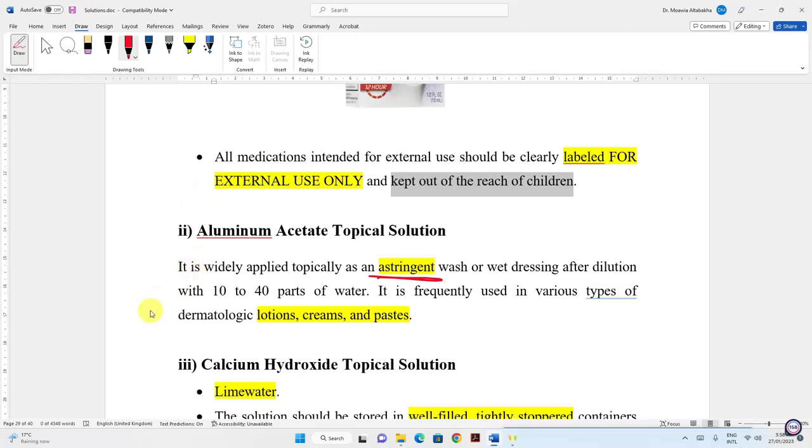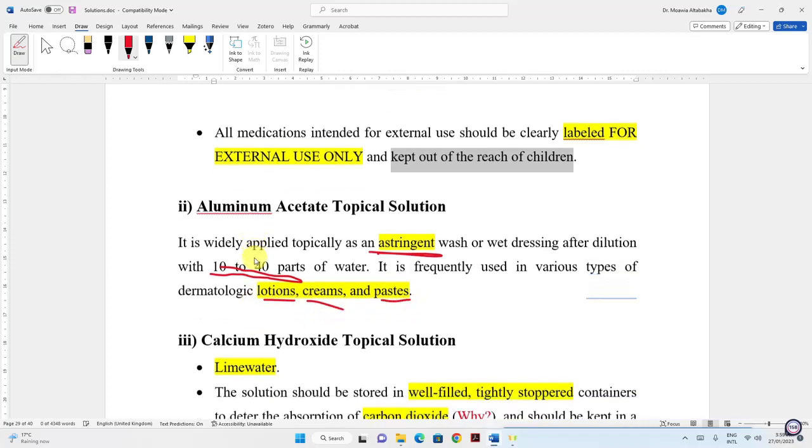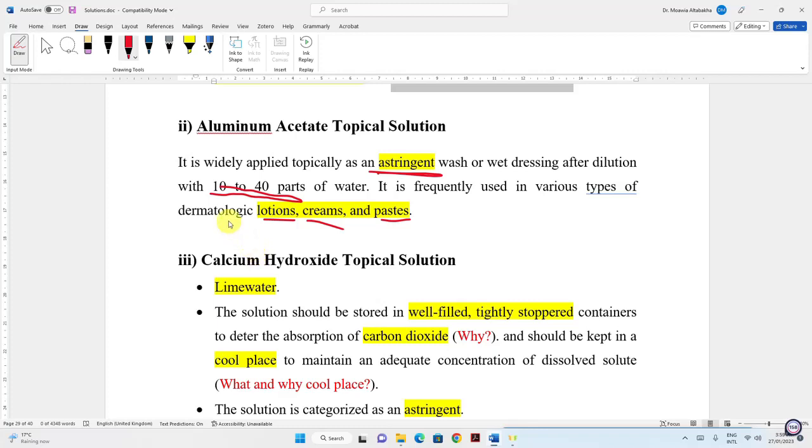Now this preparation is applied after dilution with water. One part of this preparation or wash is diluted with 10 to 40 parts of water. It can also be applied in the form of lotion, cream, or pastes. Okay, these are other types of preparations.